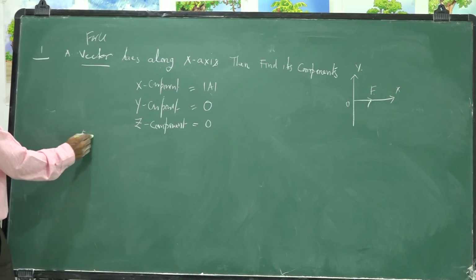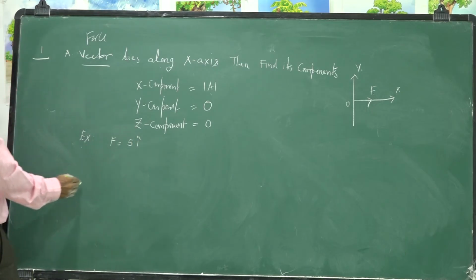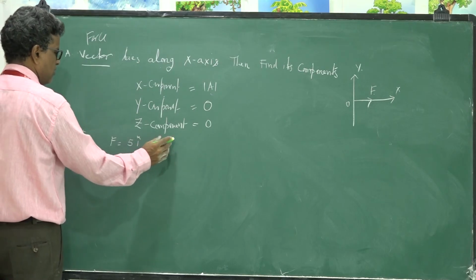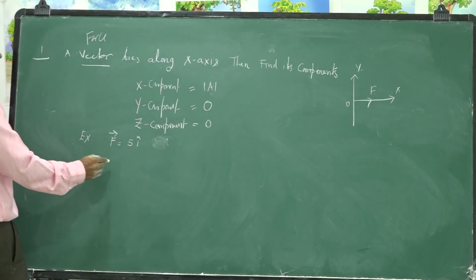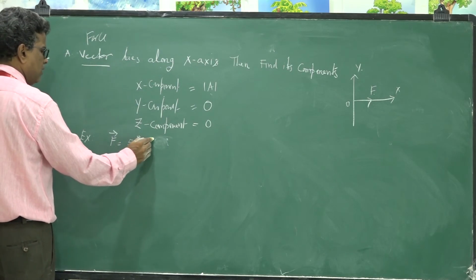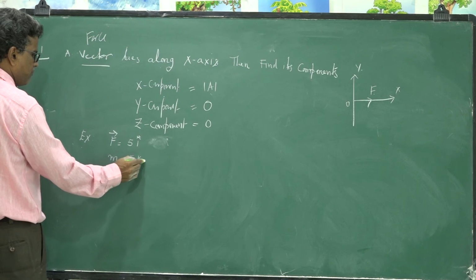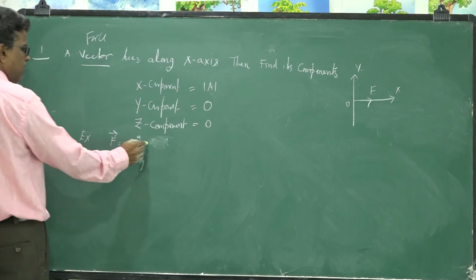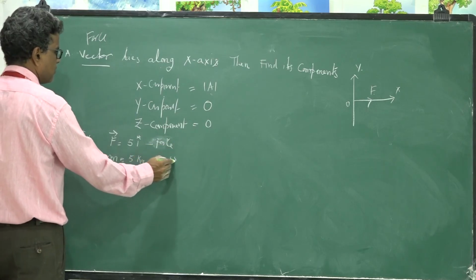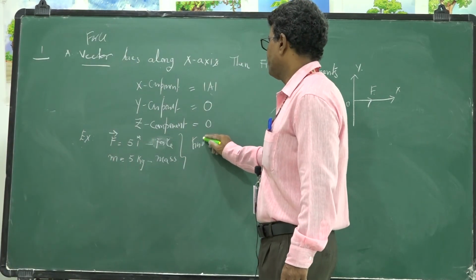A small example. The force acting on a body is 5 i cap. The mass of the body, let it be 5 kg. Okay? What is this F? It represents the force acting on the body. M represents mass. Find the acceleration. This is the question.